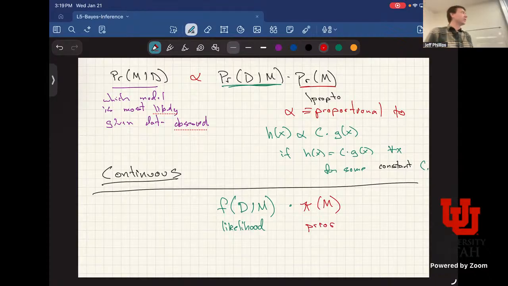Okay, so we usually use lowercase letters or Greek letters to describe these functions. It's a little confusing, but this kind of aligns with the notations you're going to see in papers. So I'm just trying to talk you through it. Okay, and this will be proportional to the posterior. The posterior will be a function m given d. This will be the posterior.